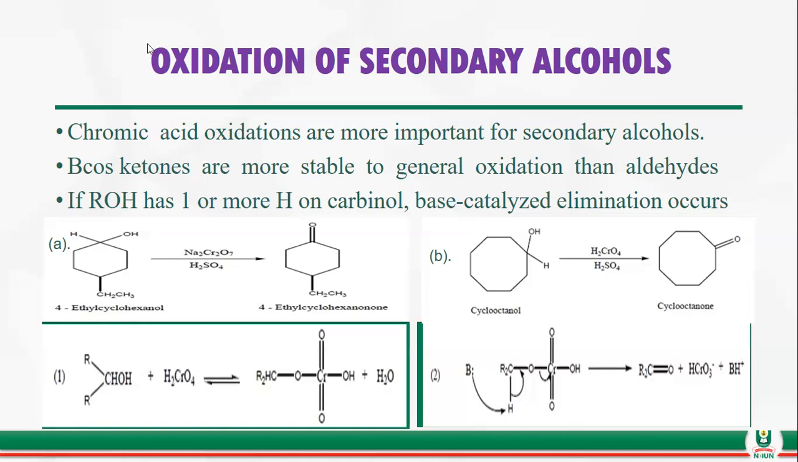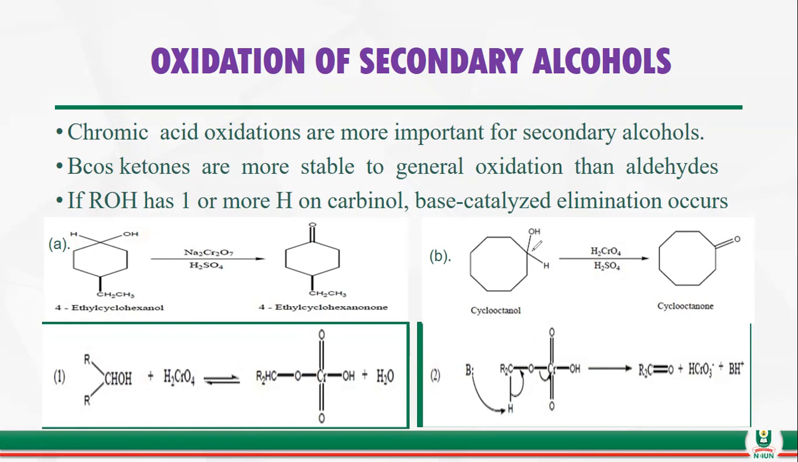This is an example A. You can see the example in A. The example in A is using this cyclic secondary alcohol to give us a cyclic ketone. If you look at the B, it is also a ketone, it's also a cyclic ketone.